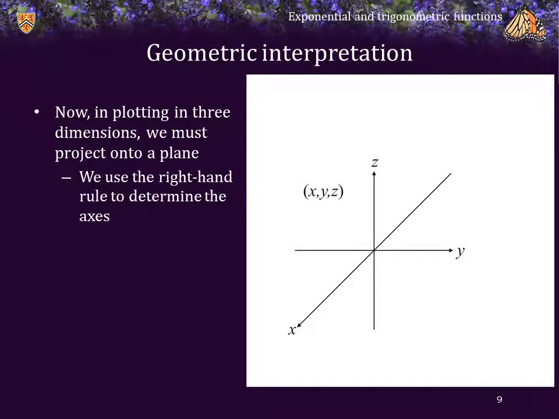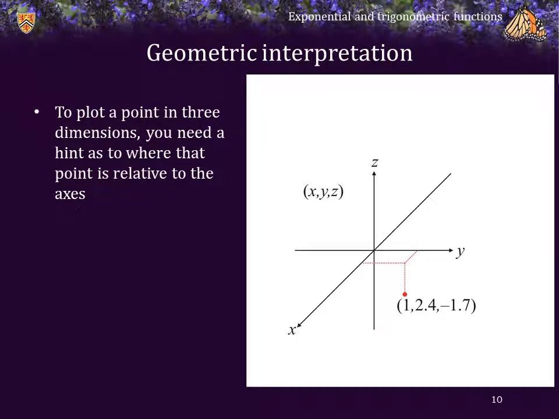Now, if we are going to plot in 3 dimensions, we must unfortunately be plotting still in a plane. So we need some sort of projection. So first of all, if we are plotting a 3-dimensional value x, y, and z, we use the right-hand rule to determine the directions of the axes.